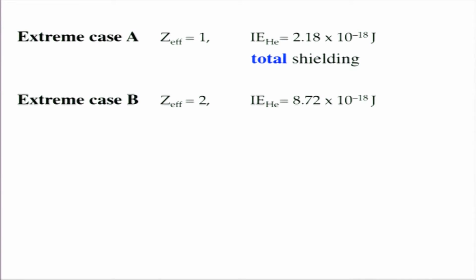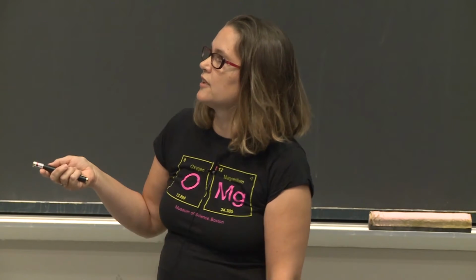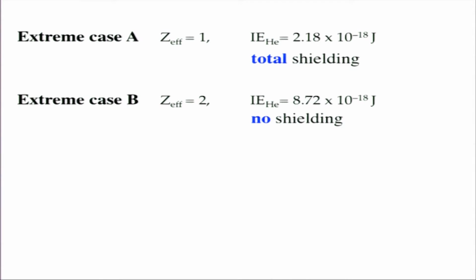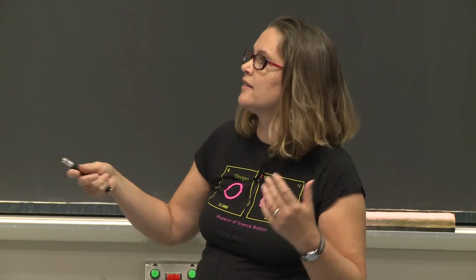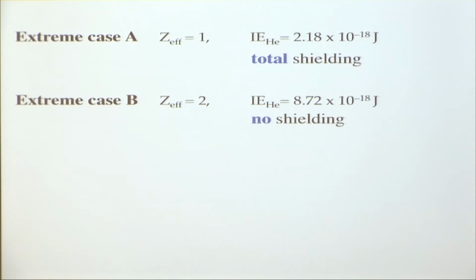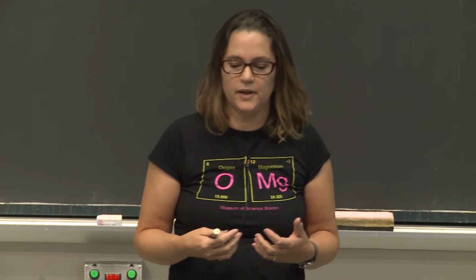Extreme case 2, you have the full force. So there's 0 shielding, no shielding at all. And then this is like a helium plus case, where you've actually lost that other electron. It's not shielding. It's not even there. So no shielding. And the reality, in most cases, is that you're in between.